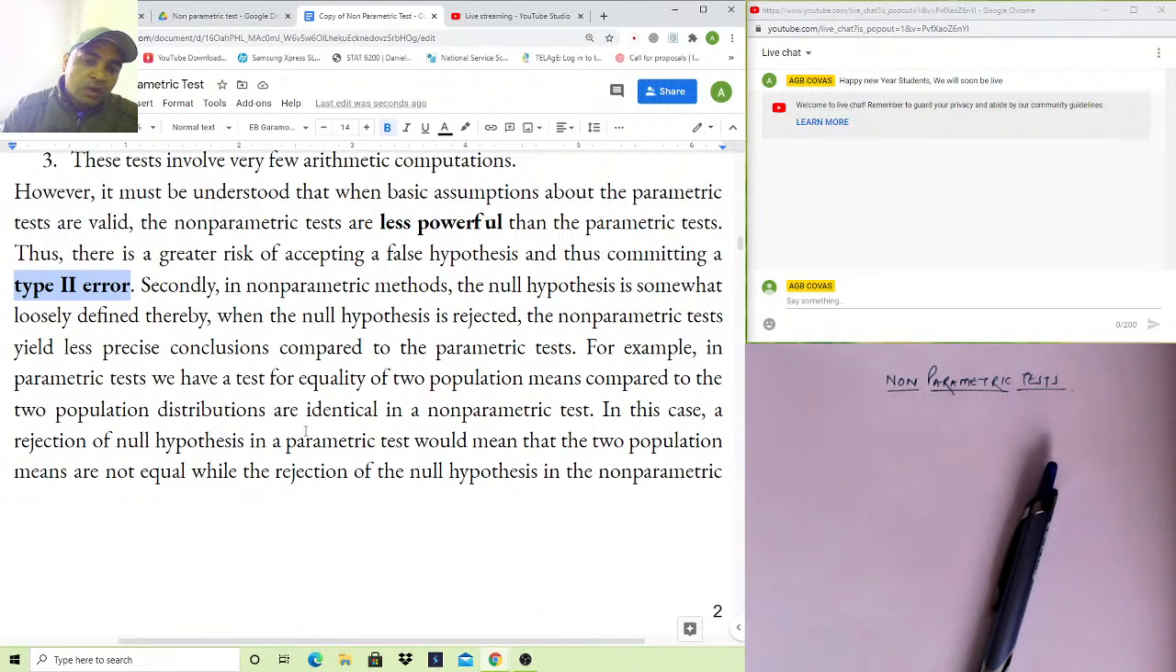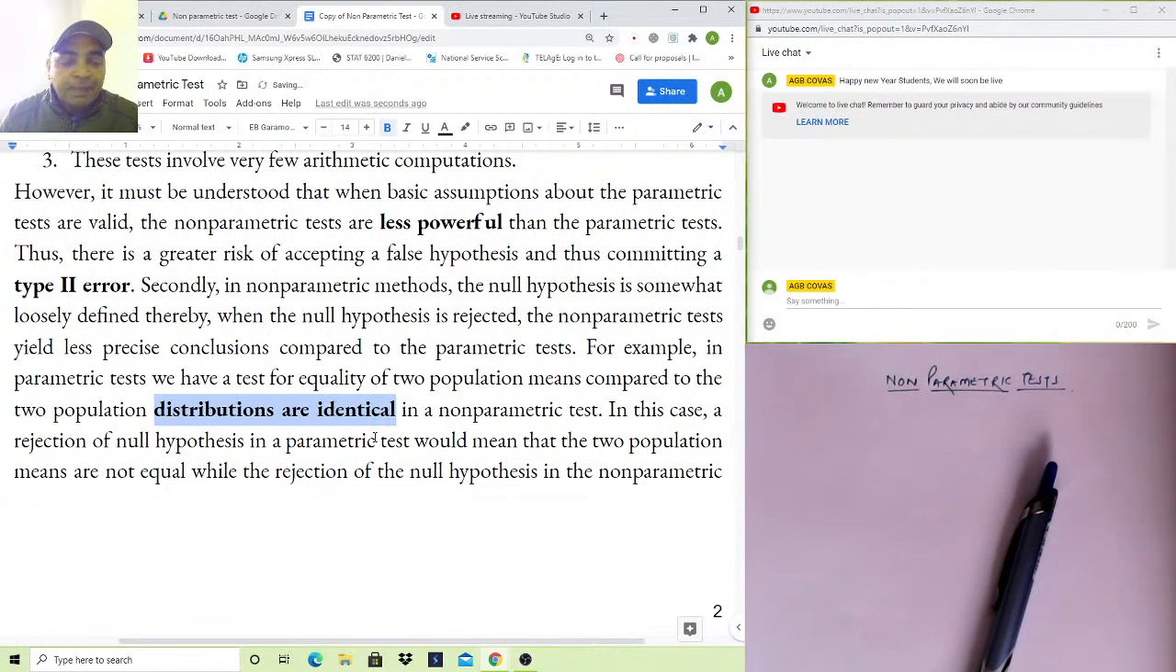So in a non-parametric test, you are testing whether the two populations have the same type of distribution or not. That is, they go for the identicalness of the distribution rather than some parameter like mean or standard deviation. They look for the distribution in the data. So they generally test the distribution.